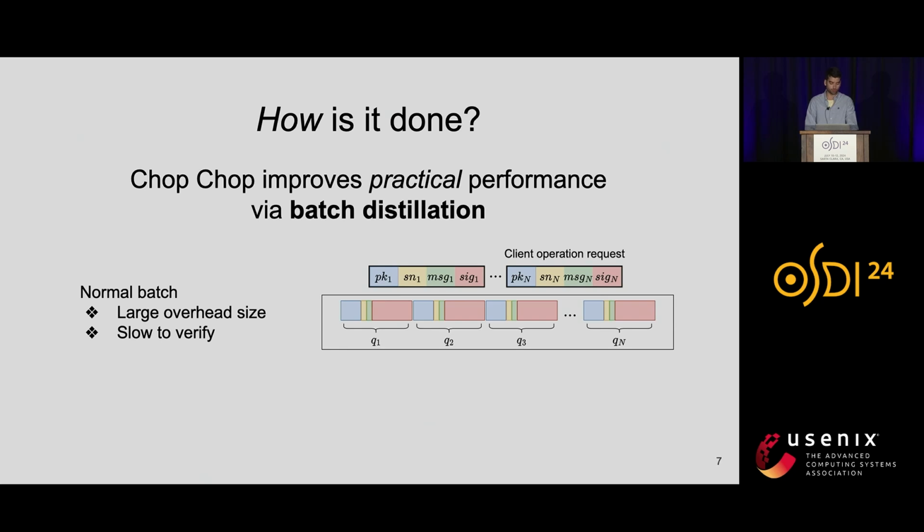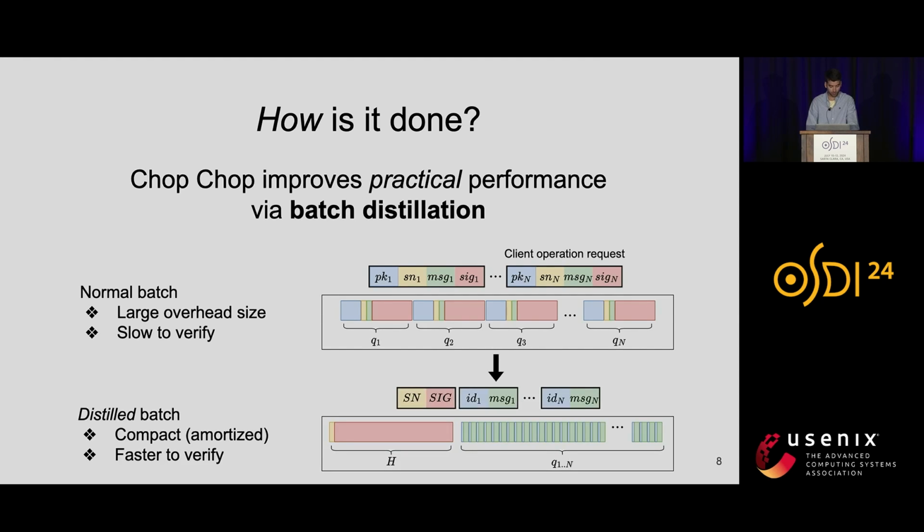In a typical normal batch of client operations, we have for each request a message with the payload, a signature authenticating this message, and a sequence number. In general, for small message sizes, the signature can actually be quite a bit of overhead. And they're a bit slow to verify because we have to verify each individual signature at the server. By contrast, our distilled batches are compact, and they are faster to verify.